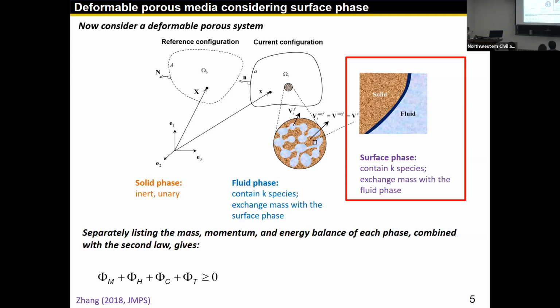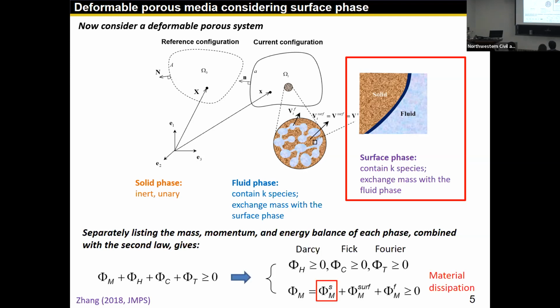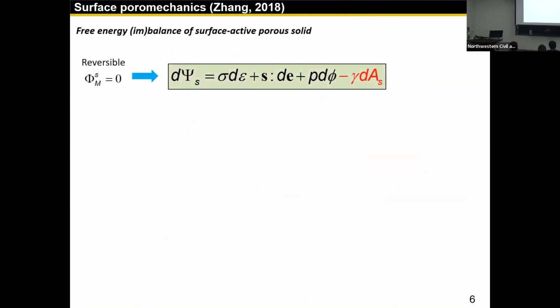And each of these is a different physical process. You can further state a stronger condition, saying each of these must be non-negative. That will lead you to derive Darcy's law, Fick's law, and Fourier's law, for the hydraulic, thermal, and chemical diffusion processes. Then the mechanical dissipation characterizes the inelastic process. But here, let's focus on the solid dissipation.